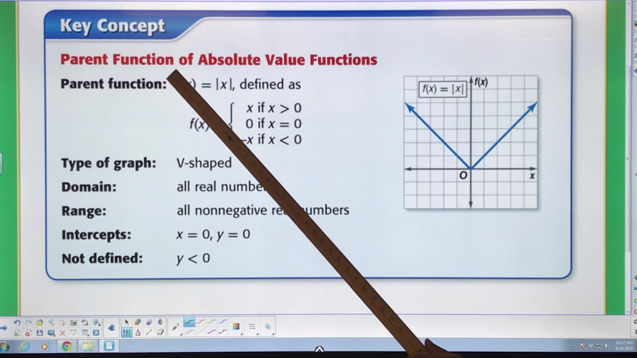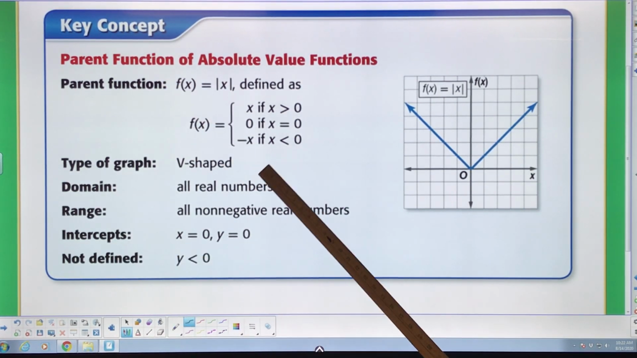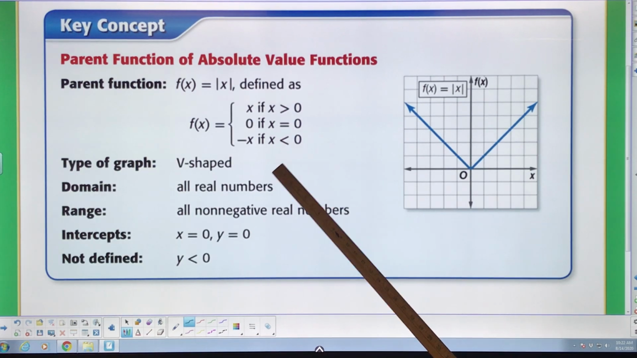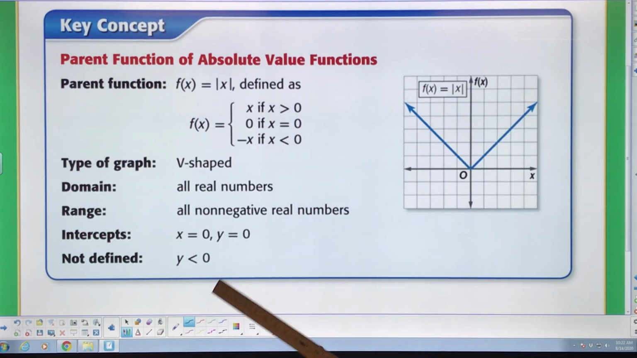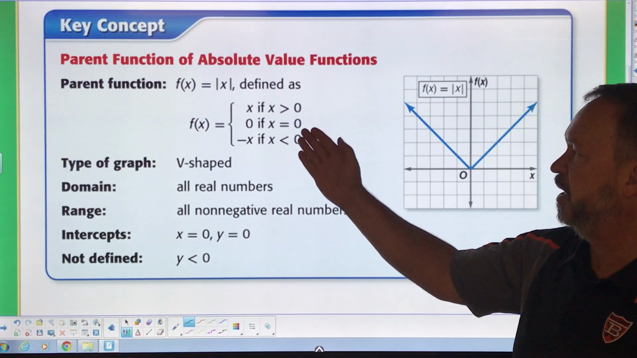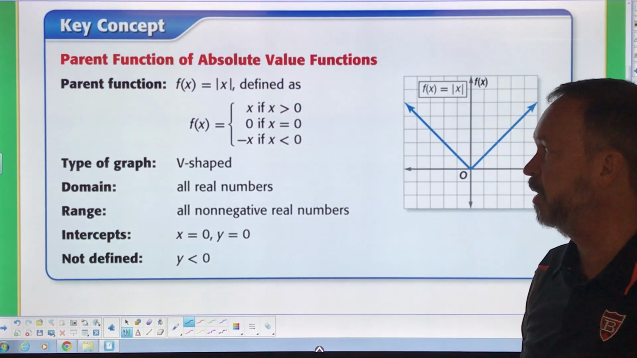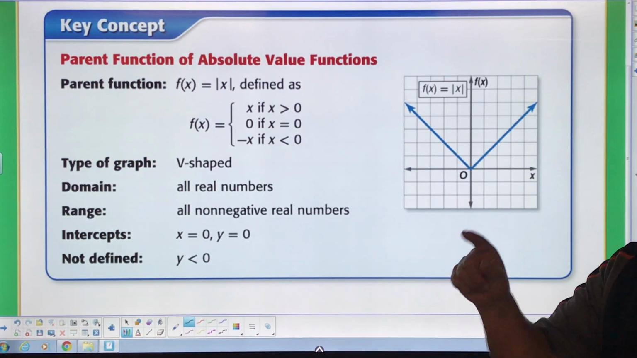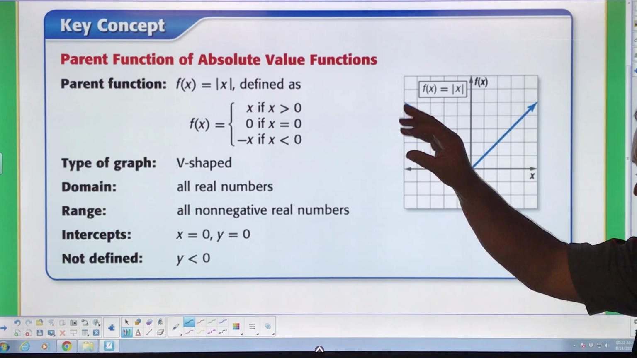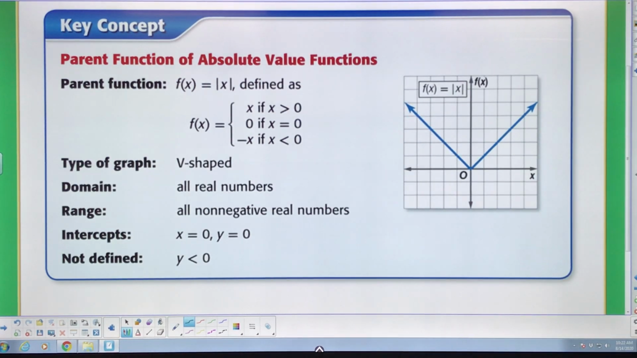And this is the parent function, because the kids are going to look a little different. And really it's a piecewise function, but we don't typically think of it that way, because you have the possibility of x being positive, x being negative, or x being equal to zero. All those things can happen. Remember the case 1, case 2 kind of stuff? That's hidden in there somewhere. The intercepts are both at 0, at the origin, and it's not defined for anything below 0. Y can't be below 0.